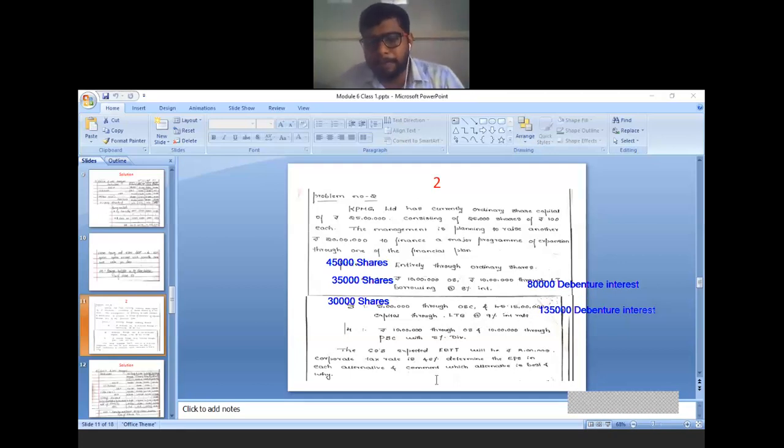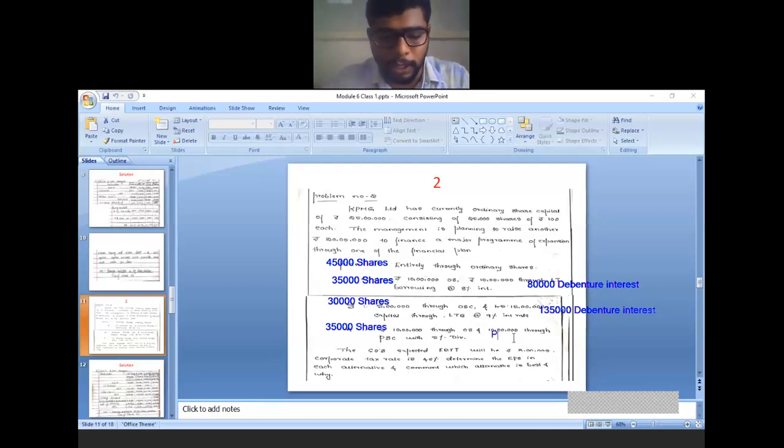Now the last plan, plan 4, 10 lakh through ordinary share capital. Already they have 25 lakh ordinary share capital plus 10 lakh, total 35 lakh. 35 lakh means how many shares? Divided by 100 means 35,000 equity shares. Next, remaining 10 lakh through preference share capital. So debenture they have not used here, but the remaining 10 lakh rupees they raised through preference share capital. So what is the preference share capital amount? 10 lakh rupees.